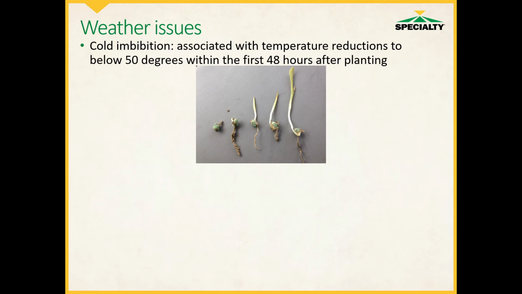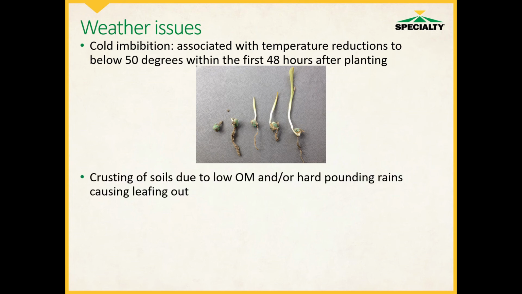Moving into our last topic, which is weather issues that can also have an effect on the emergence process. As discussed previously, that first picture was that chilling injury, known as cold imbibition injury, and that's associated with temperature reductions to below 50 degrees within the first 48 hours after planting. So all these seeds came from the same field. The one on the furthest right was the first part of the field that was planted, so the furthest away from that cold front and the rains, whereas the one on the left was the part of the field that we finished up at, and thus it had more issues as it got that cold drink of water a lot earlier in the process.